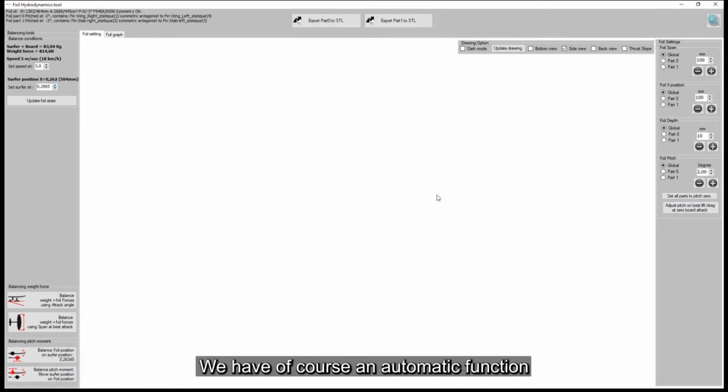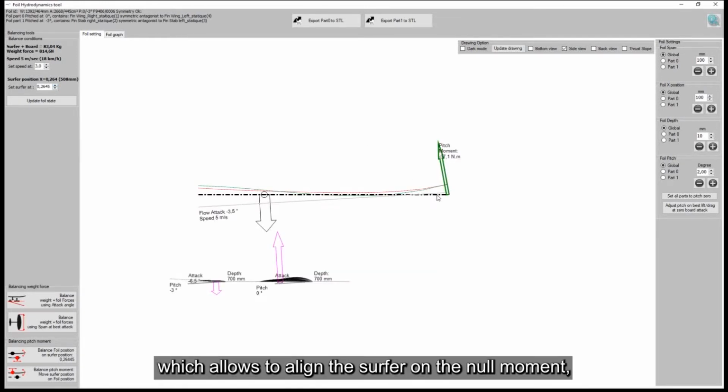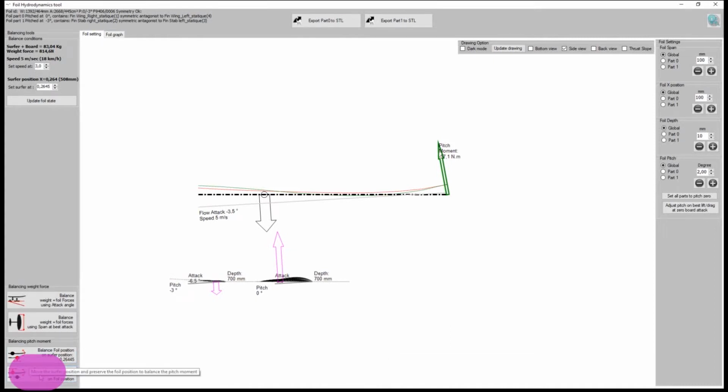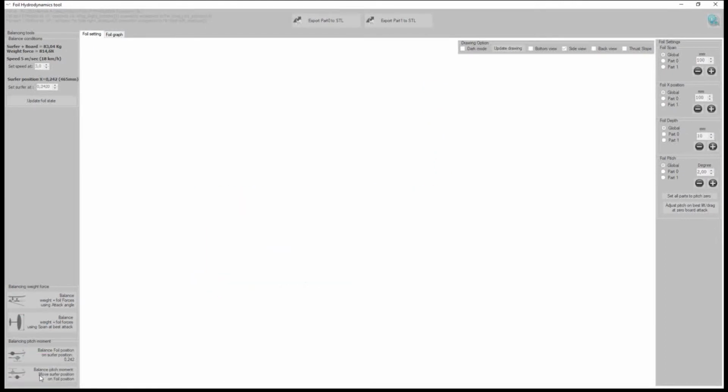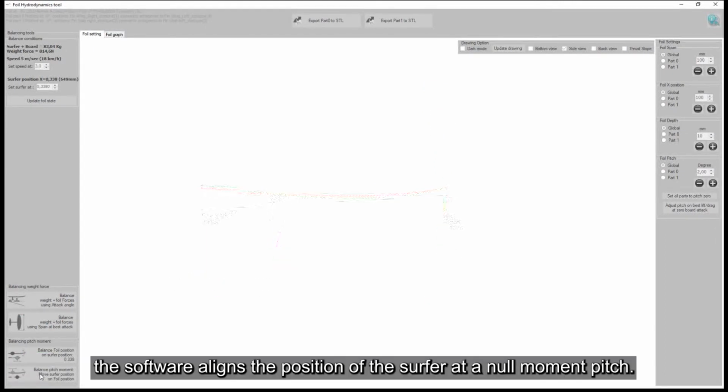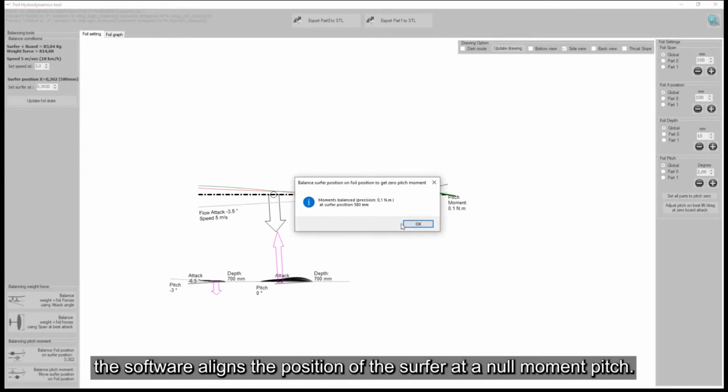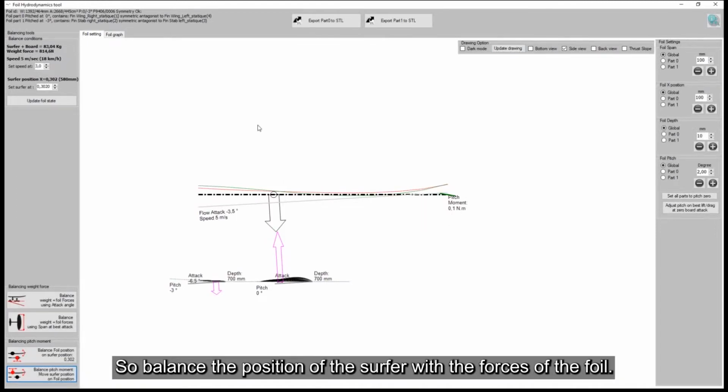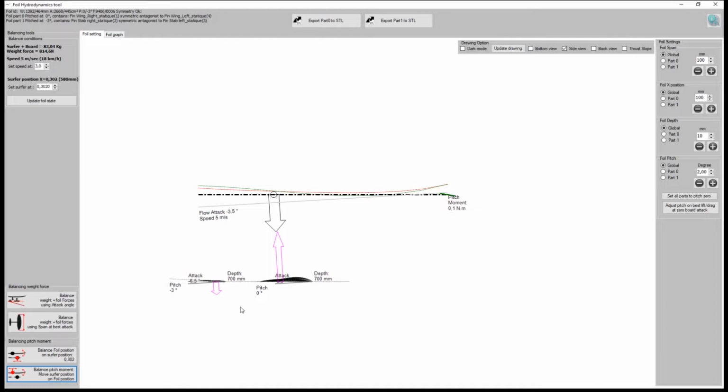We have of course an automatic function, which allows to align the surfer on the null moment. Here, the software aligns the position of the surfer at a null pitch moment, so balance the position of the surfer with the forces of the foil.